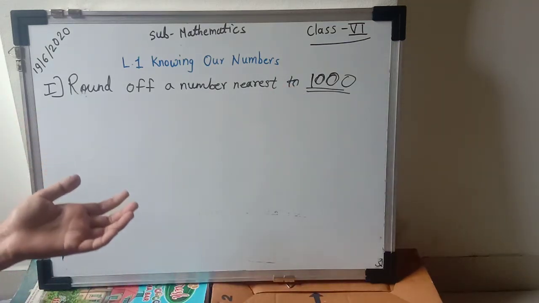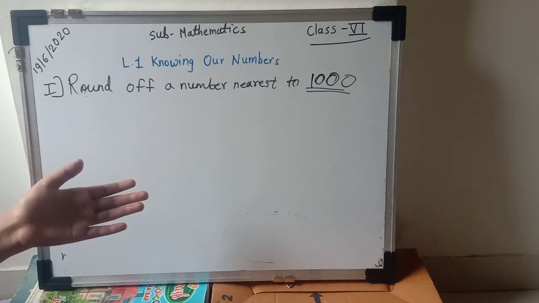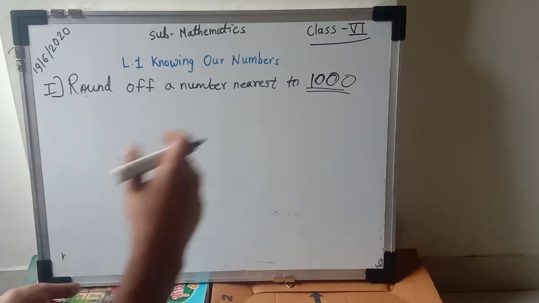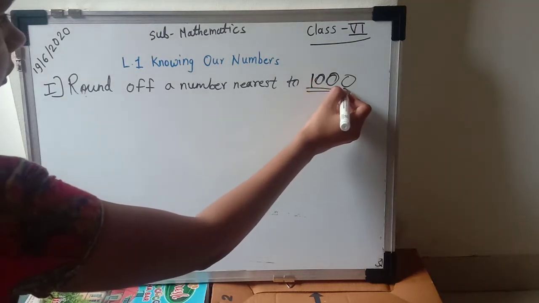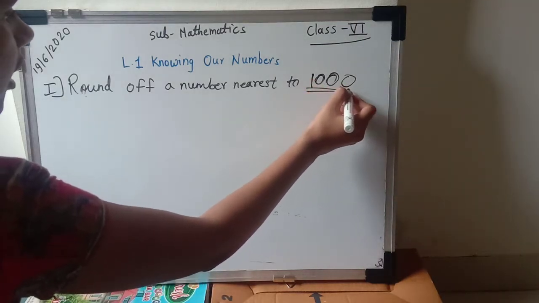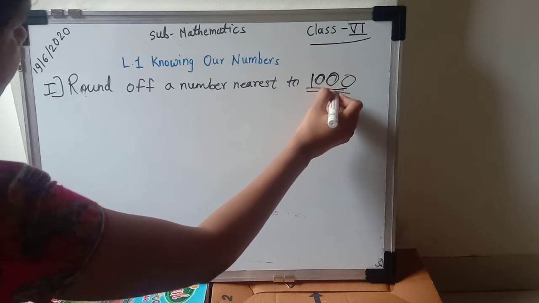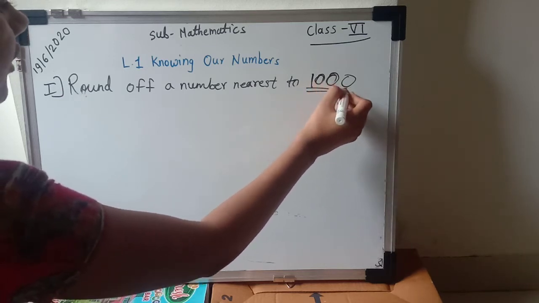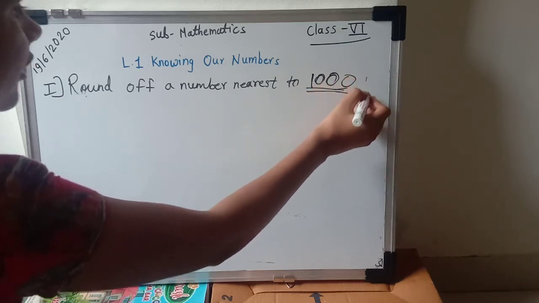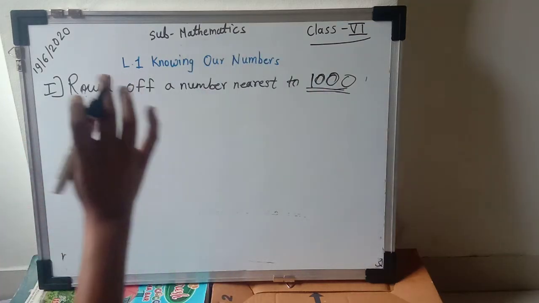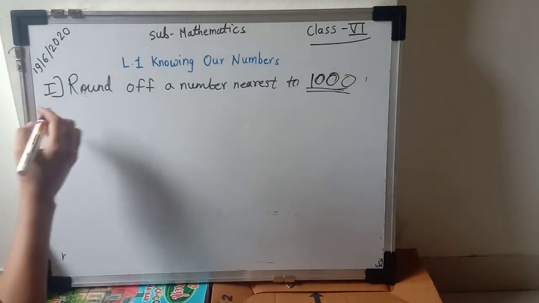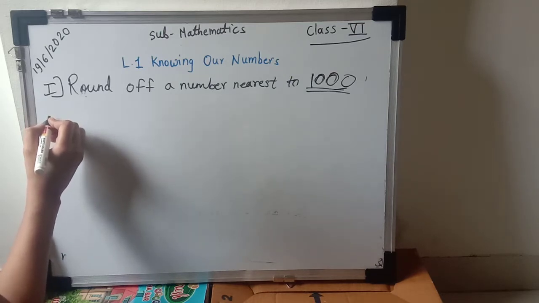When you are rounding the number nearest to 10,000, see the thousands digit. Before the 100, which number comes? That is 1000. So you have to see the digit which is on the right side of the nearest place. So here let's see the steps.